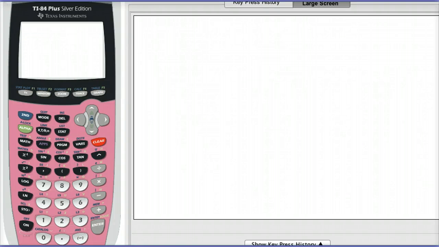Let's take a look at how to do a chi-squared test for a two-way table. We'll use the wine and music study problem that is in our textbook. And we'll be entering our data in matrices.